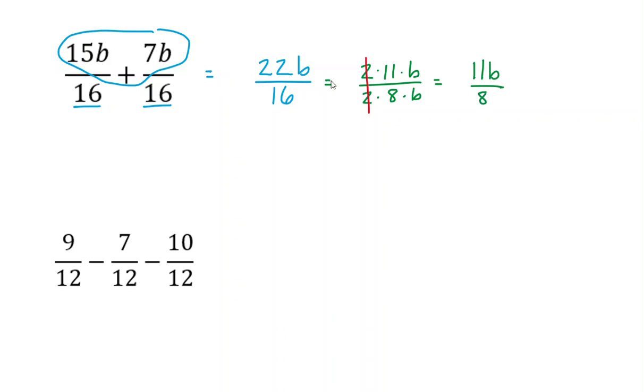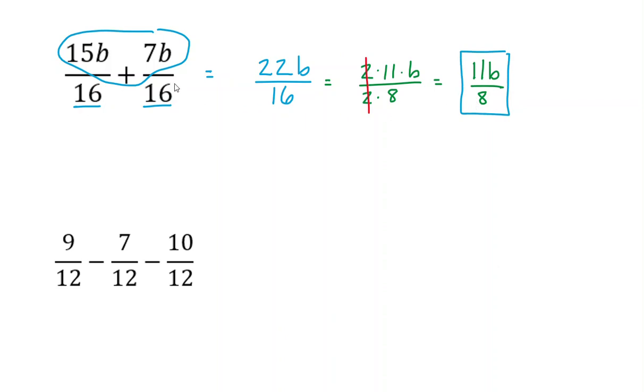And oh, I made a mistake. Did you see what I did there? I just made up a b in there. 2 times 8 is 16. There's no b. So it's 11b over 8 is the final answer.